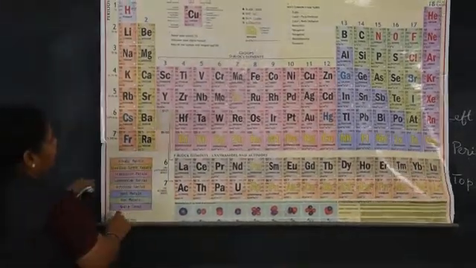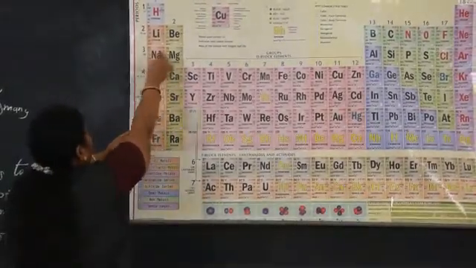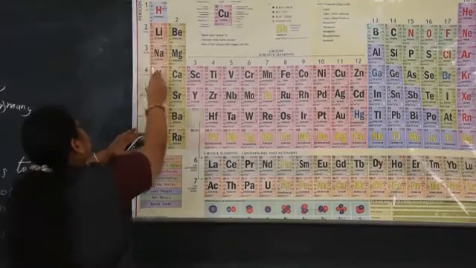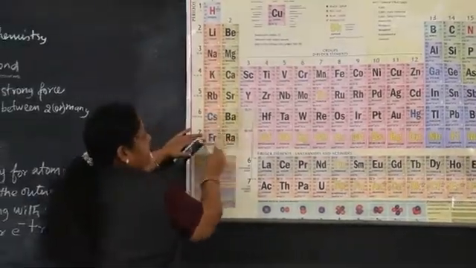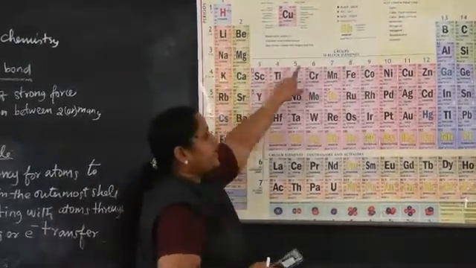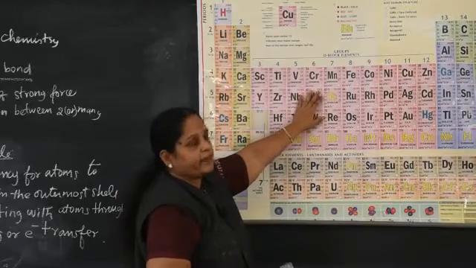The first group is called alkali metals, the second group alkaline earth metals. The d block elements are otherwise called transition elements.